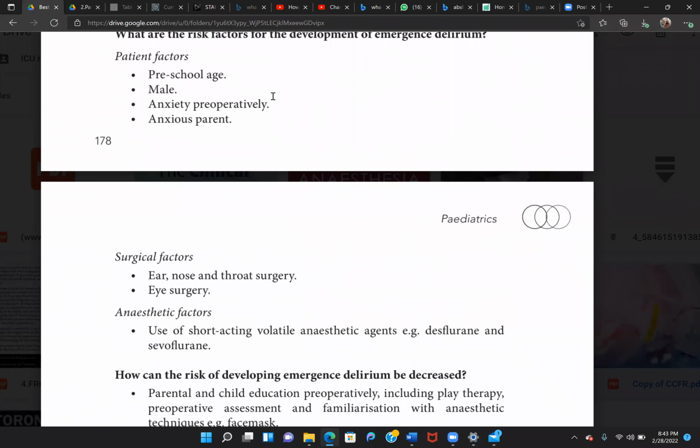Yes, Arsalan, would you like to say something? Yes, sir. I have a little bit of confusion between tracheostomy and cricothyroidotomy. I don't understand which procedure we have to prefer in children.